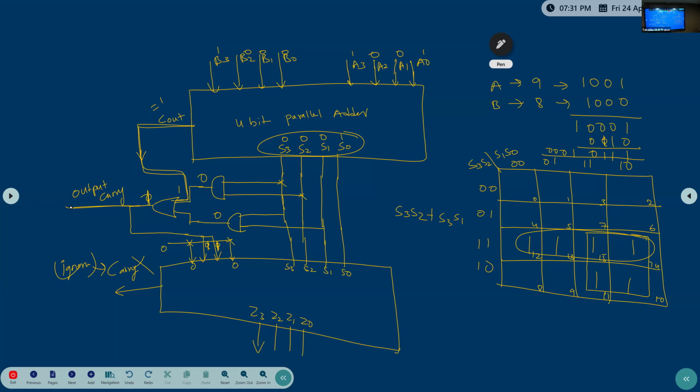Clear? This is the solution. This is the BCD adder. Understand? Any questions? Any doubts here? It's class till 7:30 only, right? So we'll finish this topic. Note down these things, then we'll go with the next topic.